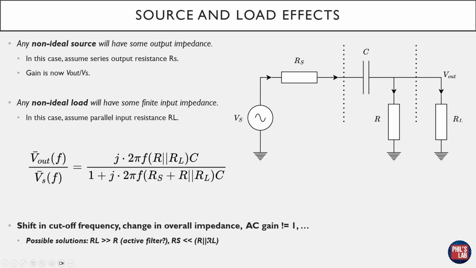Again, the solutions are as usual, so keep the source resistance fairly small and keep the load resistance fairly large comparative to the components you're using in your RC high-pass filter. Of course, there might be better options than using a passive filter. You could use an active filter with active elements to isolate the filter even more or feed it via low source impedance and so on.